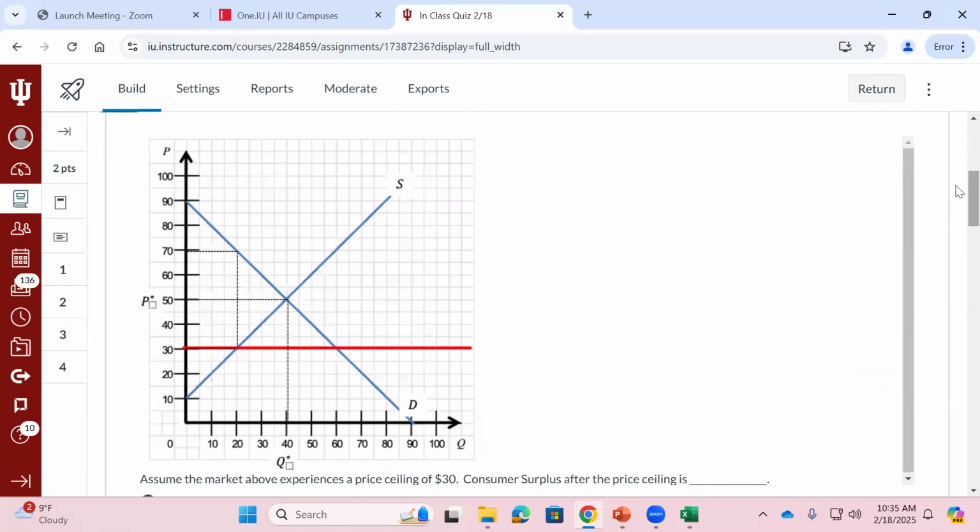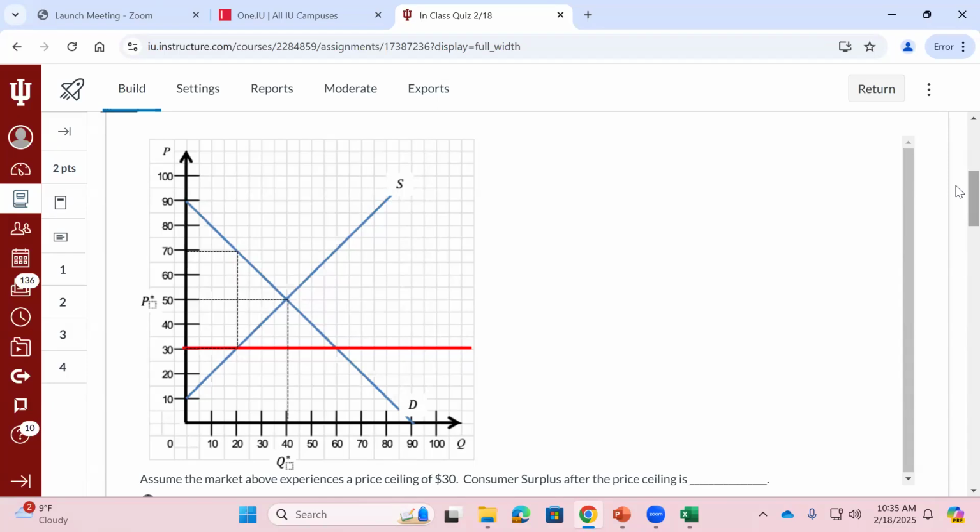All right, so we've got a price ceiling of $30 in this market. What would the equilibrium price be without a price ceiling? Where does supply equal demand? 50. So what do I need in order to have an effective price ceiling? The price has to be set below the equilibrium, right? Prevent it from getting up to that equilibrium price.